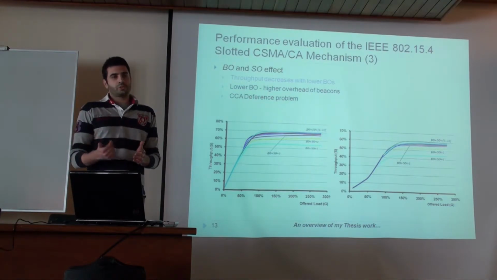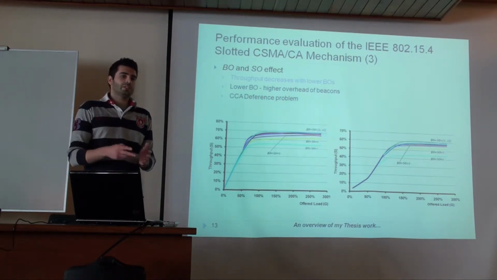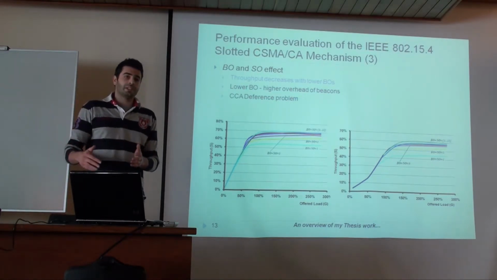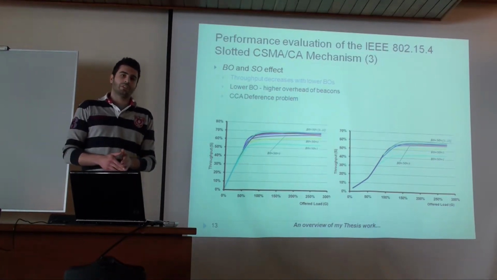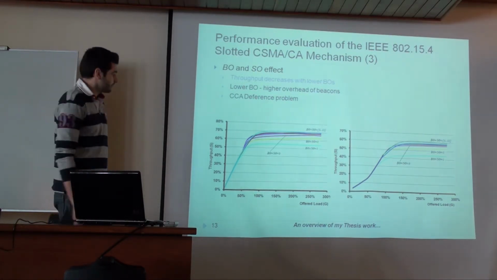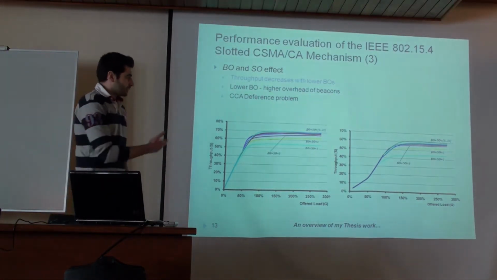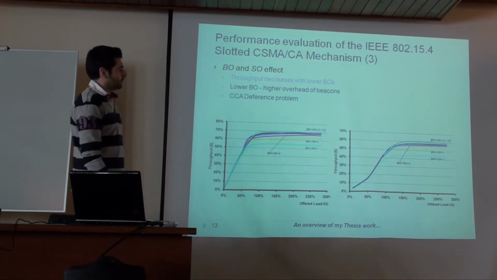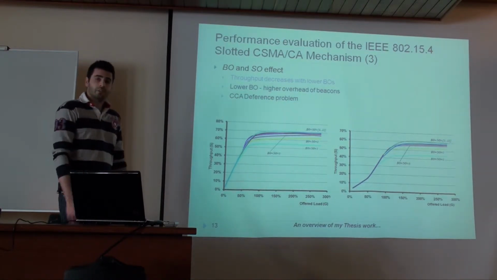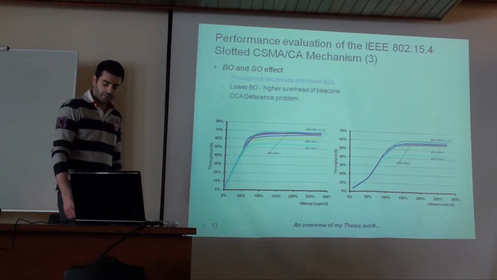But when you're going to transmit, you're just going to do 2 CCAs and then transmit that frame. And every other device is going to do the same, which means that there will be collisions. And this is especially visible with lower beacon orders. So the results are very similar, although there is some difference, 10% or 15% between the two scenarios, but the behavior is the same.